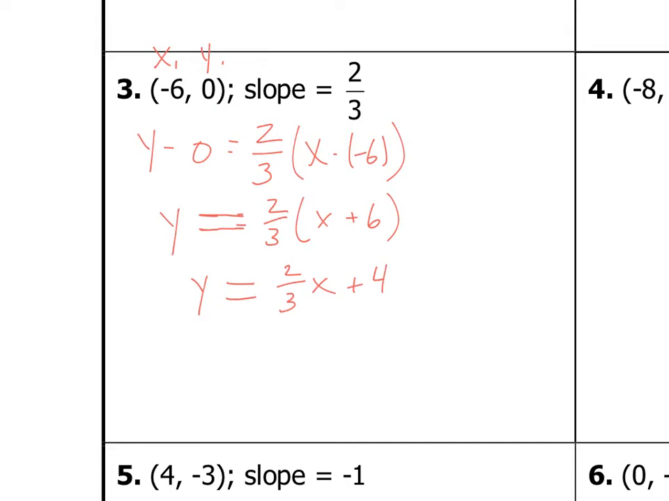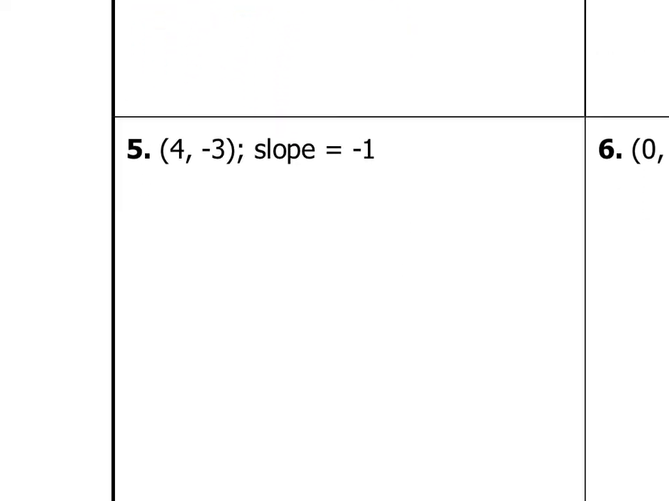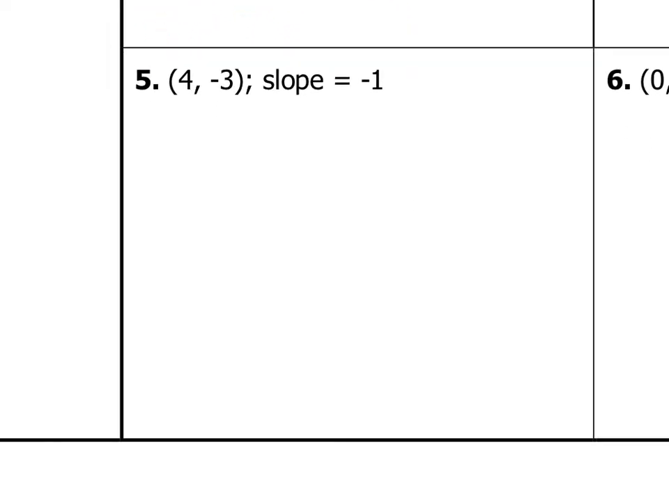Great. Okay. Number 5. Here we go. 4, -3. Again, y minus y1 equals slope, -1, x minus x1.